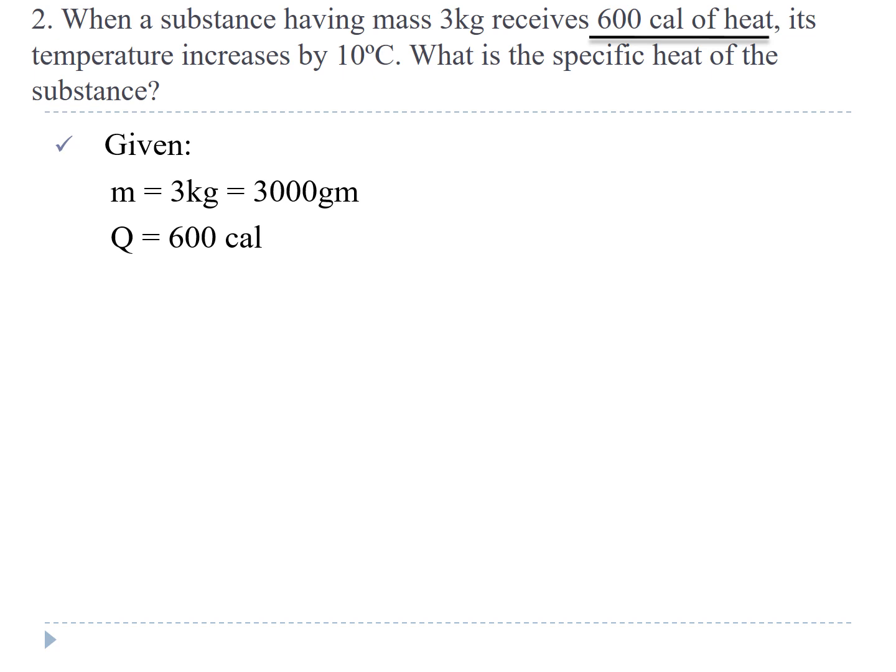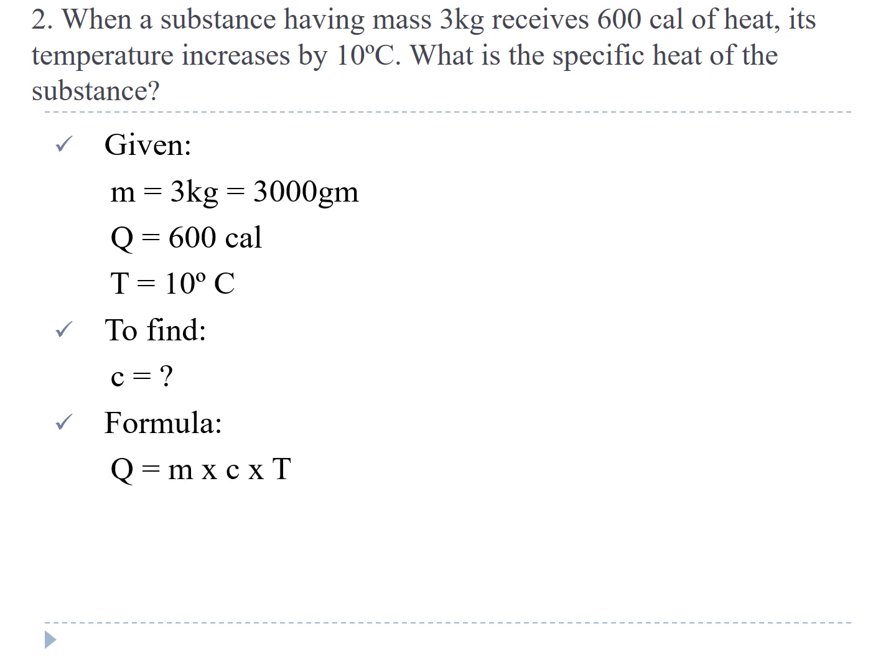Okay, then temperature increases by 10 degrees Celsius. So T is equal to 10 degrees Celsius. Okay, we are supposed to find specific heat, that is C is equal to question mark. Very simple this is. Formula directly we know which formula we are going to use, that is Q is equal to mCT.